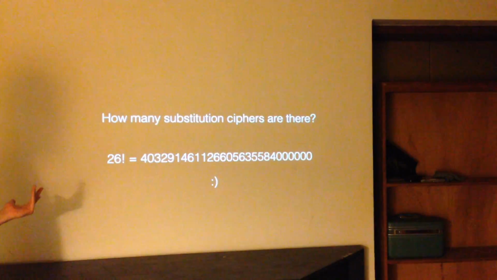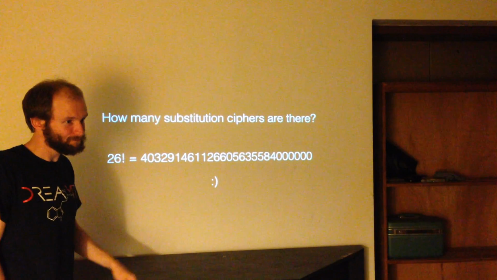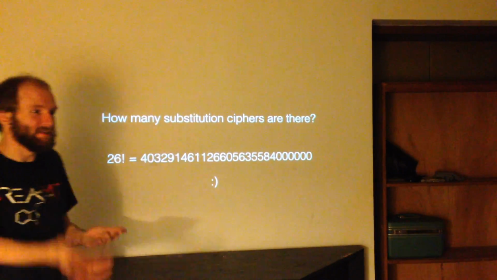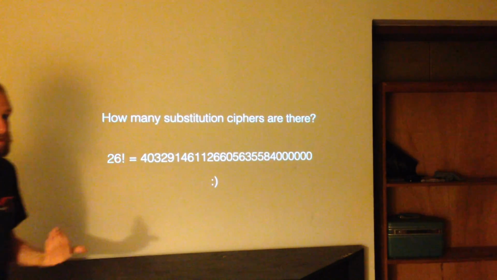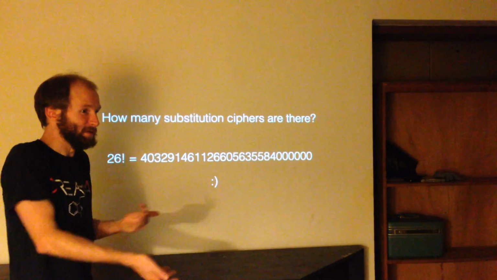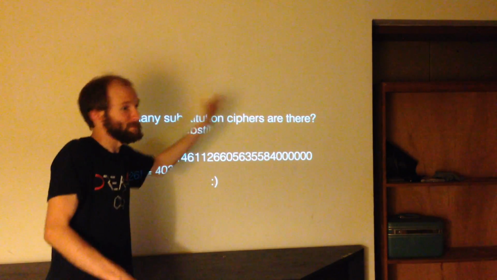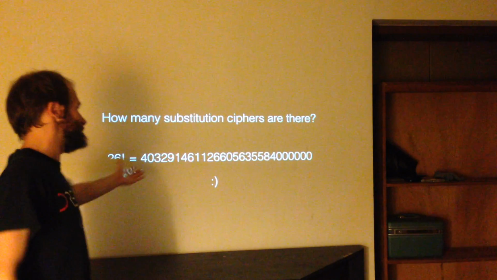Okay, so it turns out there's 26 factorial. The way you think of that is there's 26 options for where to send A. And then for each of those options, there's now 25 options for where you send B. And so you say 26 times 25 times 24 times 23, all the way down to 1. It ends up being this really big number.